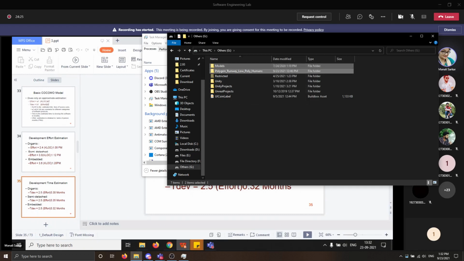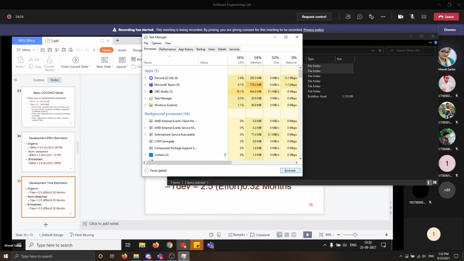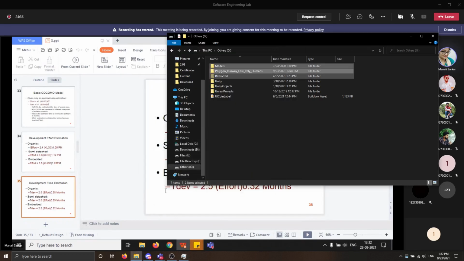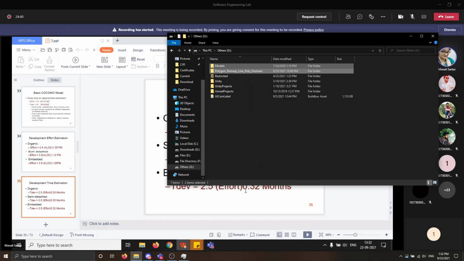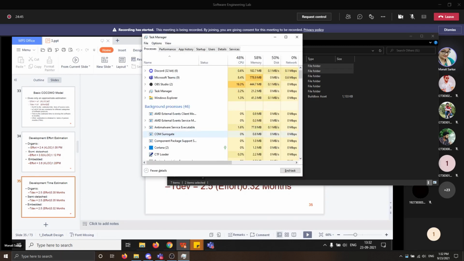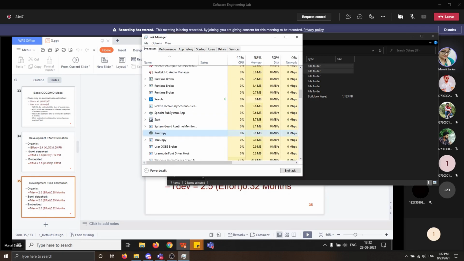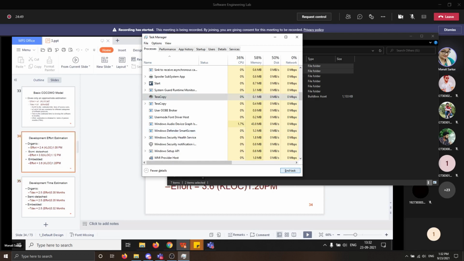Next, for semi-detached, the time of development is 2.5 effort to the power 0.35 months. And for embedded, the time of development is 2.5 effort to the power 0.32 months. So you need to remember these six formulas: effort estimation for organic, semi-detached, and embedded, and time estimation for organic, semi-detached, and embedded.